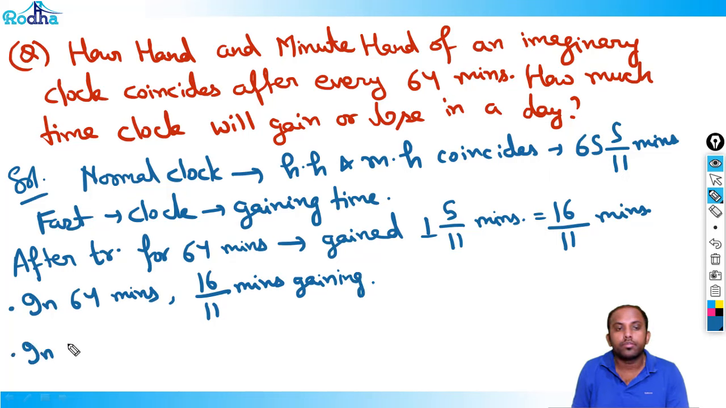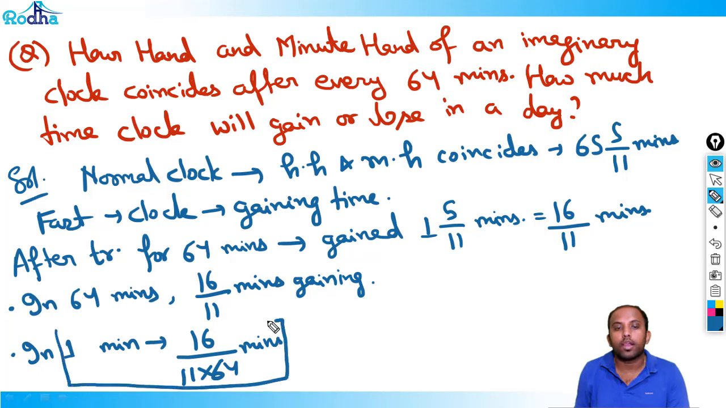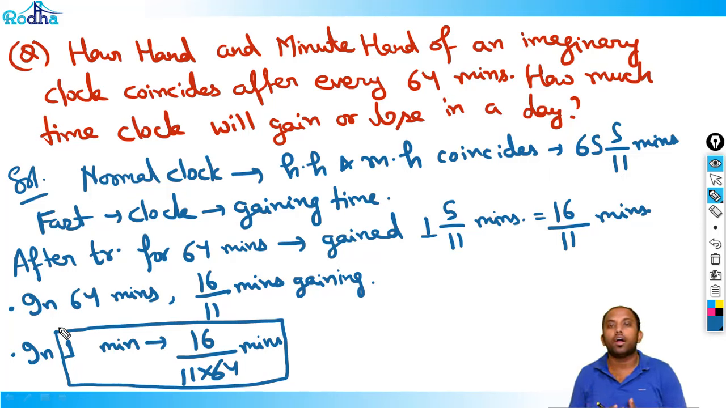By the unitary method, in 1 minute they'll gain 16 by 11 divided by 64. This is the important thing: calculate for 1 minute. The rest, the question can be anything, how much time it loses in a day, in an hour, in 12 hours, in 8 hours. That's simple, but the main thing is to calculate up to this part. So in 1 minute, the clock will gain 16 by 11 divided by 64 minutes.